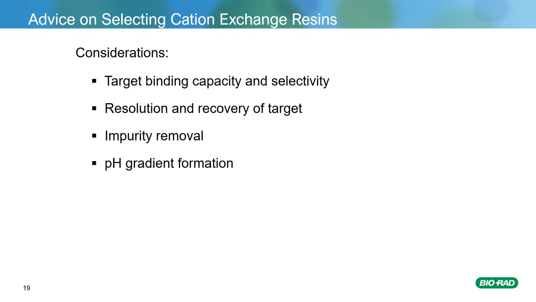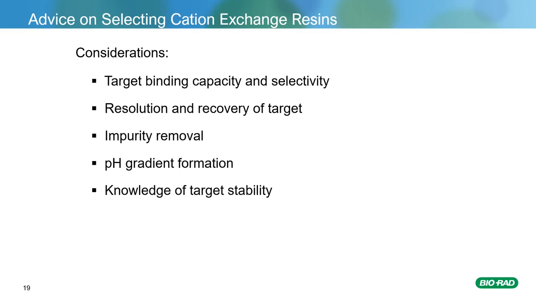pH gradient formation. The Unosphere S showed superior self-generated pH gradient formation compared to other resins. This capability provides a better resolving power over traditional pH gradient techniques, and you can use that to exploit separation of proteins with very close pIs.